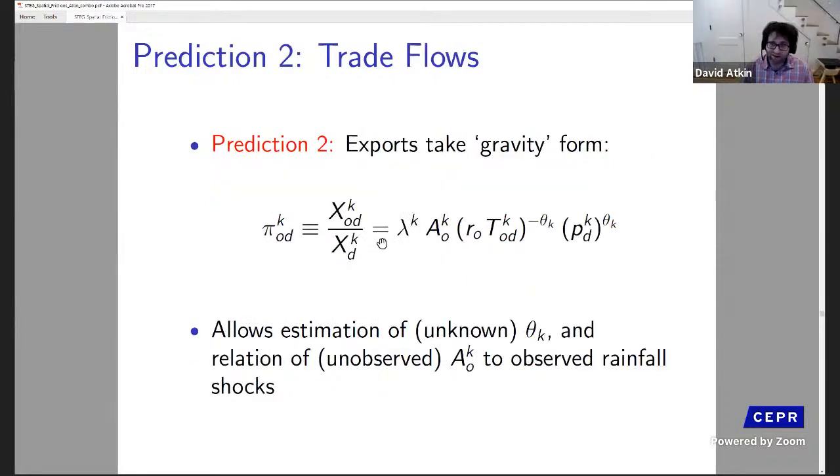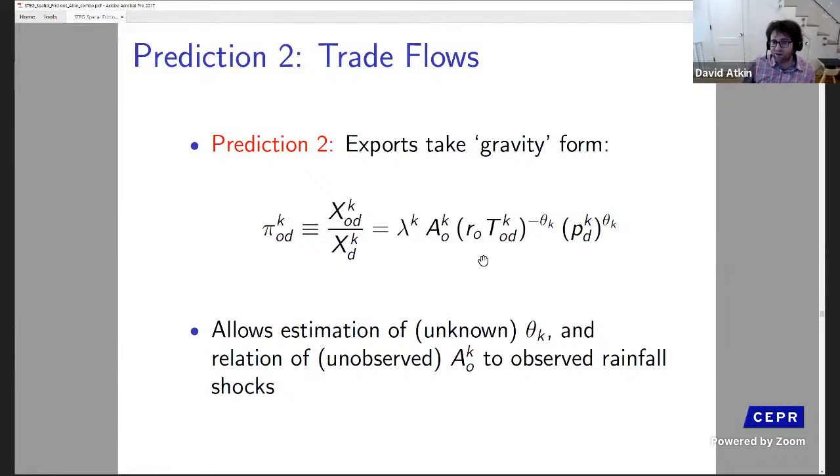The second prediction is exports take the gravity form that we already talked about earlier in this lecture. In particular, the imports of good K from O into location D depend on both the rain shocks in location O, how productive they are in location O because of the good rainfall, this dispersion parameter that's telling us how much these things vary across locations, plus these trade costs.